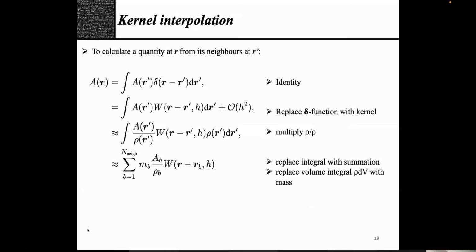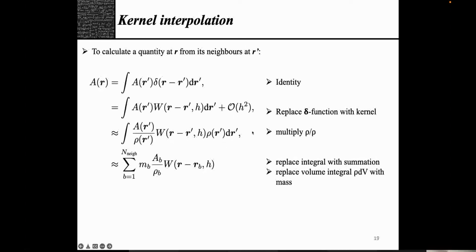If we have a variable A, we can write it as an integral, where delta is the delta function. The top line is just your identity function, since this is 1 only at r prime and 0 everywhere else. If you replace your delta function with a smoothing kernel, then we get the second line, and we have higher order errors that we'll ignore.